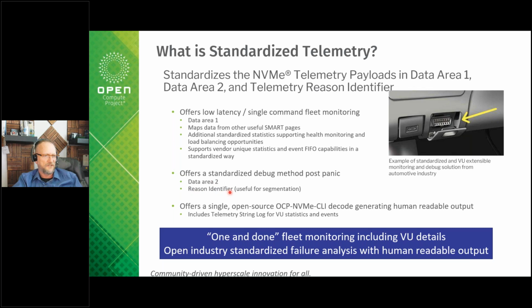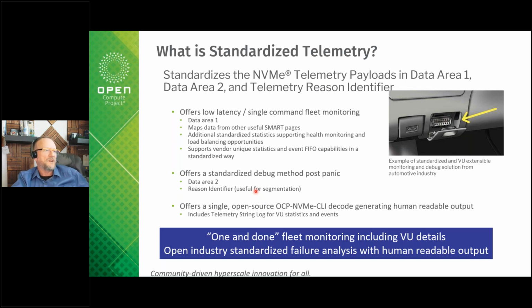And I think the reason identifier is good for segmentation. If you have many fleet failures you're looking at, you can segment them out with luck and good coordination. I think the reason identifiers will be really good for segmentation.